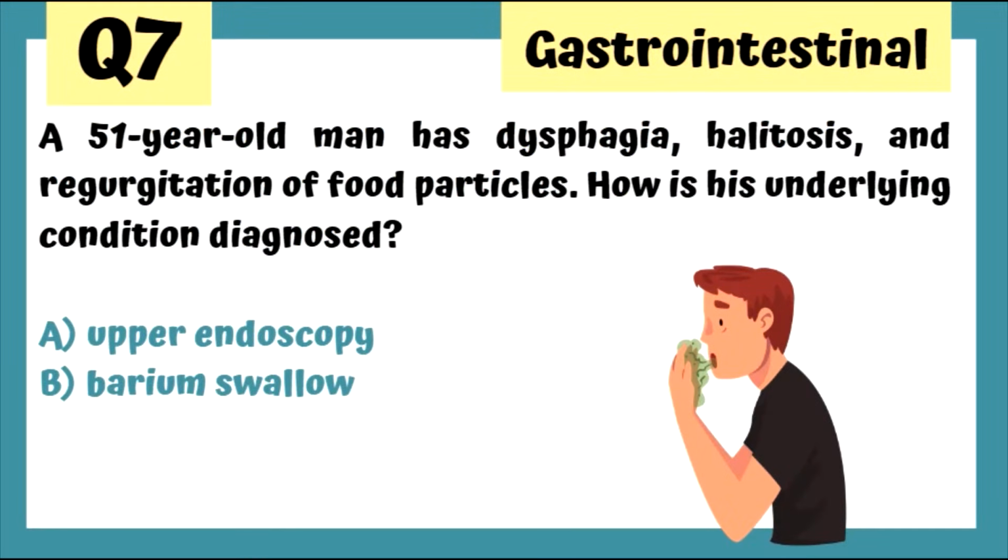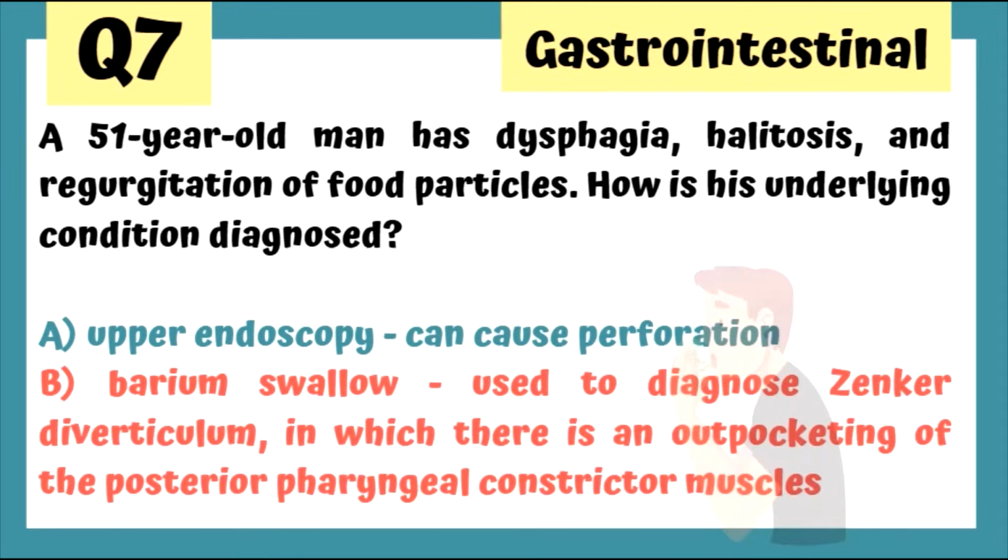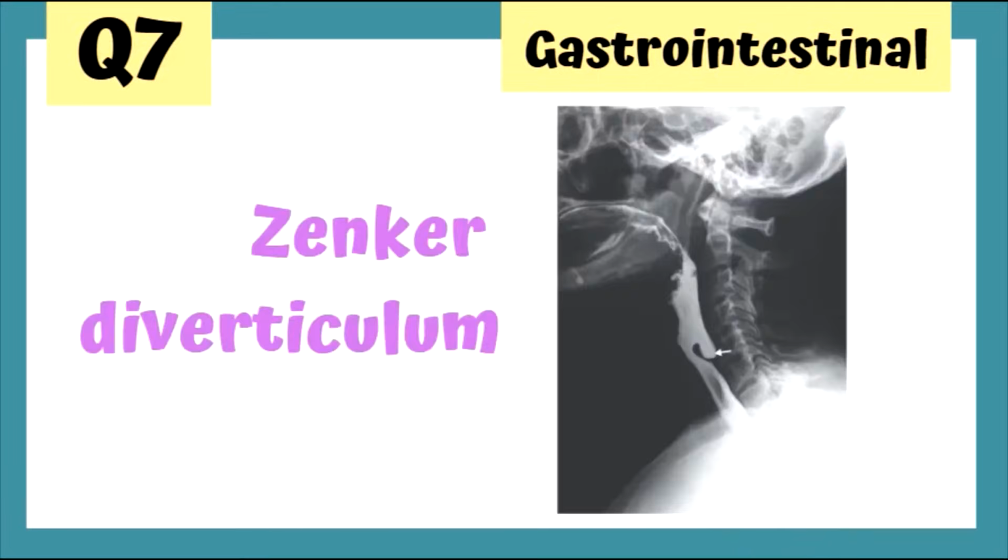A 51-year-old man has dysphagia, halitosis, and regurgitation of food particles. How is his underlying condition diagnosed, with upper endoscopy or barium swallow? Here we're dealing with bad breath and dysphagia. That's Zenker diverticulum. And Zenker diverticulum is diagnosed with barium swallow. It is an outpouching of the posterior pharyngeal constrictor muscles. Don't do upper endoscopy. That would cause perforation.